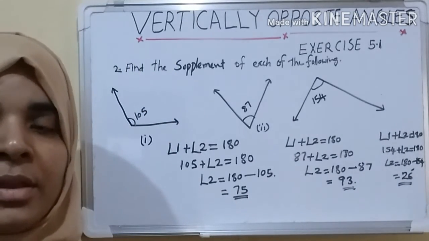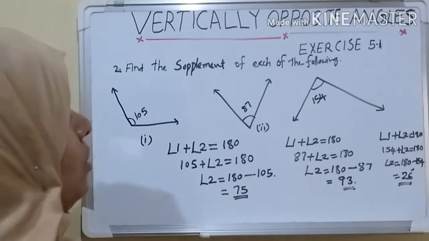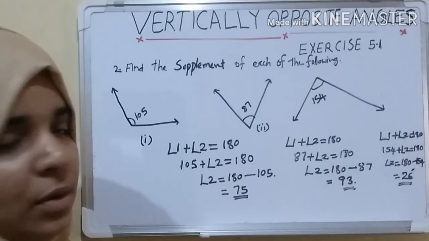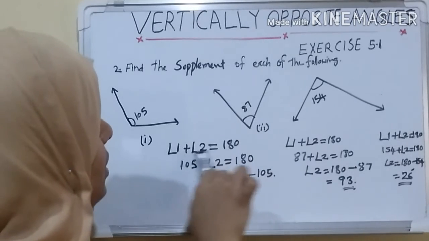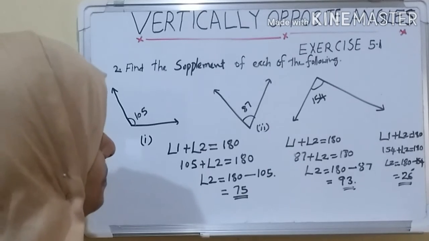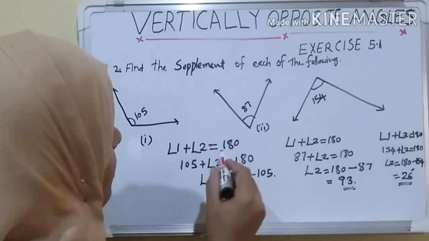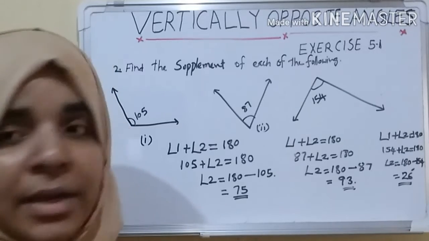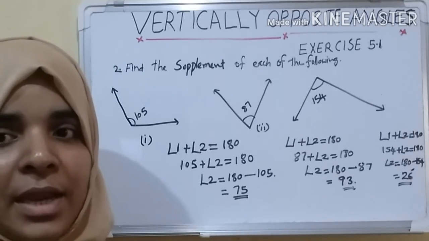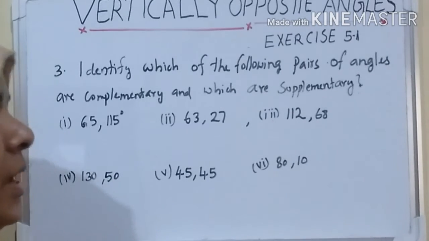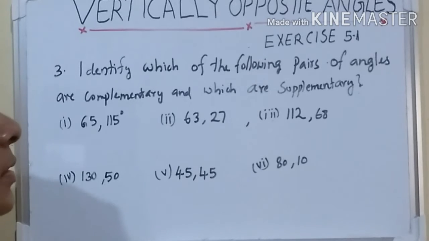You understood how to do it? Because we have to find the supplement of each of the following. We know that the sum of two supplementary angles is 180 degrees, so angle 1 plus angle 2 equals 180. From that we will get the other one of the supplementary angles. Third question: identify which of the following pairs of angles are complementary and which are supplementary.